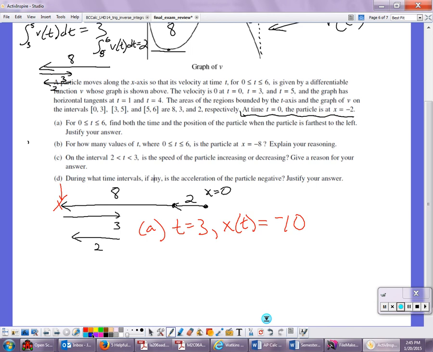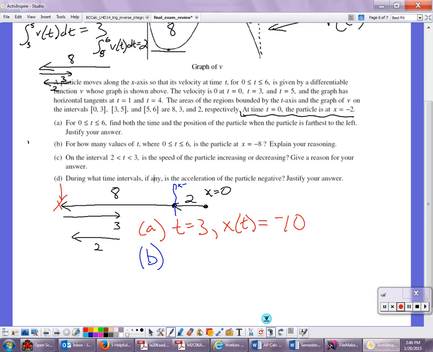Part B, if you missed this thing about it starting at x equals -2, it's also going to screw you up on part B, right? Because part B says, for how many values of t where t is between 0 and 6 is the particle at x equals -8. Most of you, and this is how I started out, thought, oh, it's at -8 just this one time, because I was thinking this was x equals 0, and it never makes it back there, so it just goes there one time.